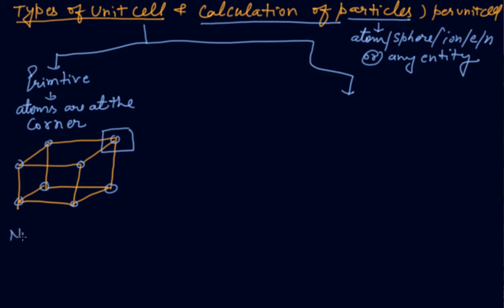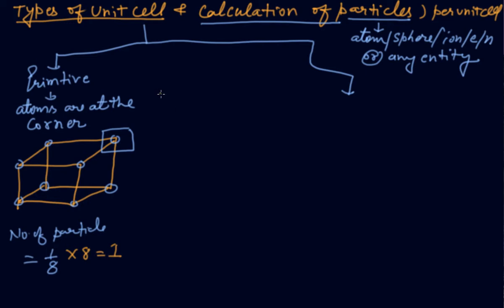So the number of particles at the corner of the cell, or in the primitive cell, is equal to 1 by 8. And how many corners are there? 8. So it comes to 1. Please be careful, take care of this one.